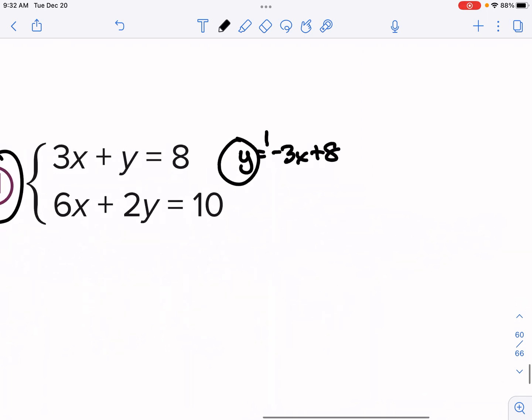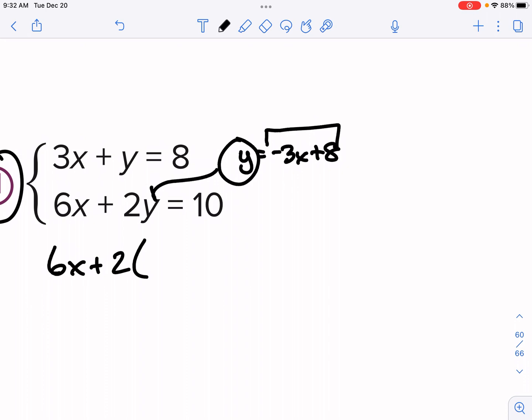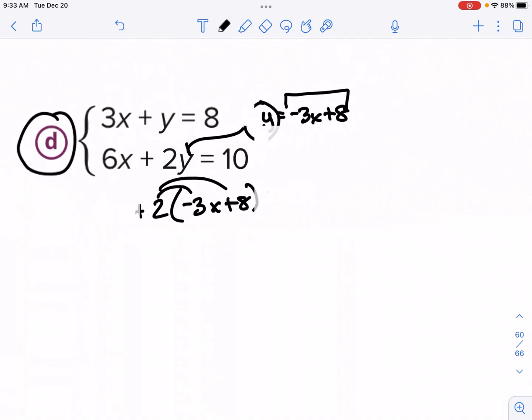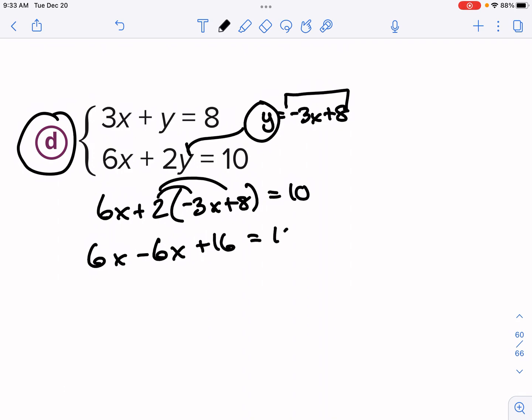Now we'll plug this in for y in the other equation. So we have 6x plus 2, and instead of y, it's equal to negative 3x plus 8. That's all equal to 10. This might seem like deja vu because we're applying the same exact steps. We're just using the distributive property. So 2 times negative 3x, that's a negative 6x. 2 times 8 is 16. And then this is all equal to 10.